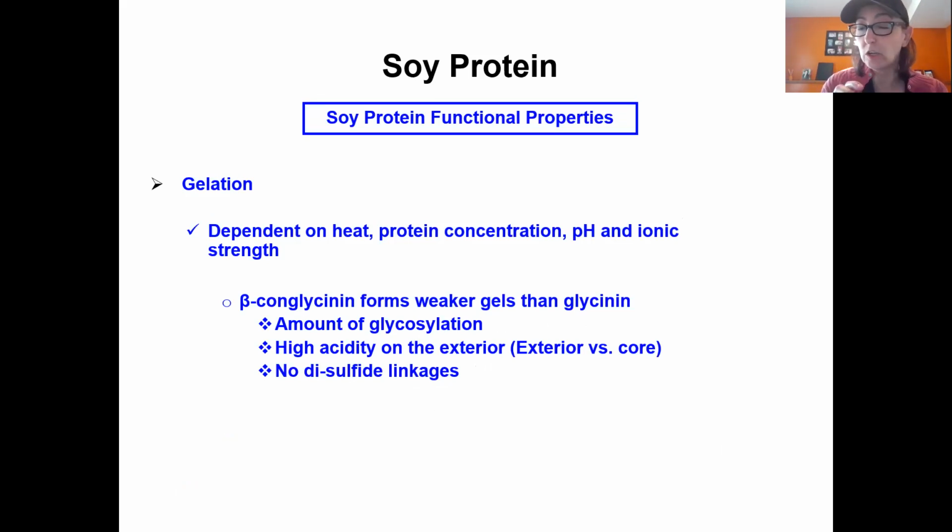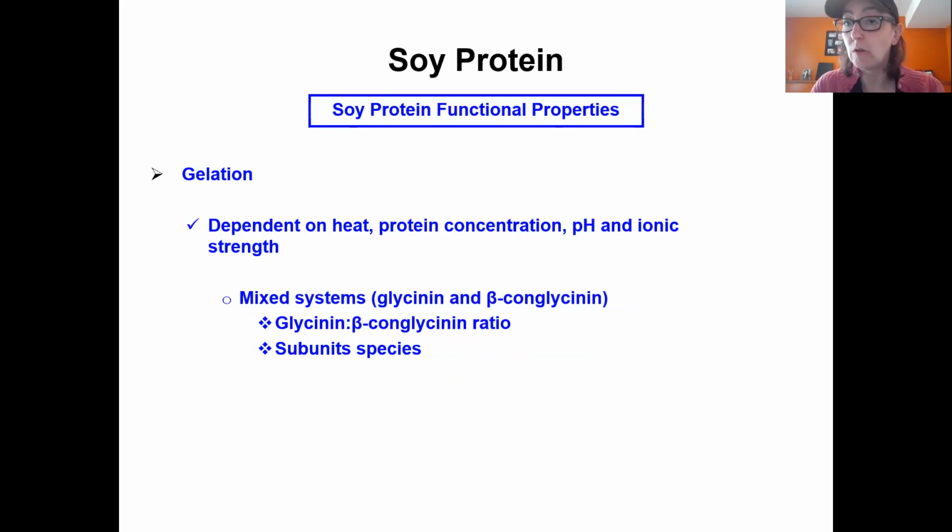Beta-conglycinin, if we look at the fraction separate from glycinin, does not form a strong gel because we don't have disulfide interchange. It's very low in sulfur-containing amino acids and does not form disulfide linkages. So interactions are slightly weaker than if you have glycinin fractions. Also, beta-conglycinin is glycosylated, so there is more charge on the surface, high acidity, that means high net negative charge, and therefore the gels are not very strong gels.